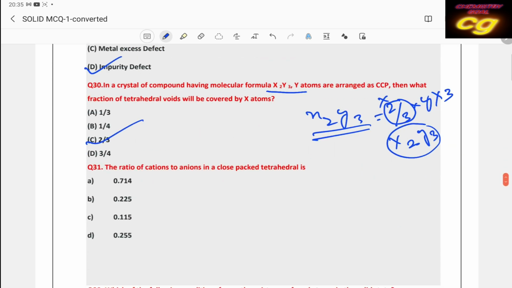Okay. The ratio of cations to anions in the close packed tetrahedral is... For tetrahedral, we know the ratio of cations and anions is called the radius ratio. So what is the correct answer you think? 0.714 or 0.224 or 0.115 or 0.225. The correct answer is B, 0.225.